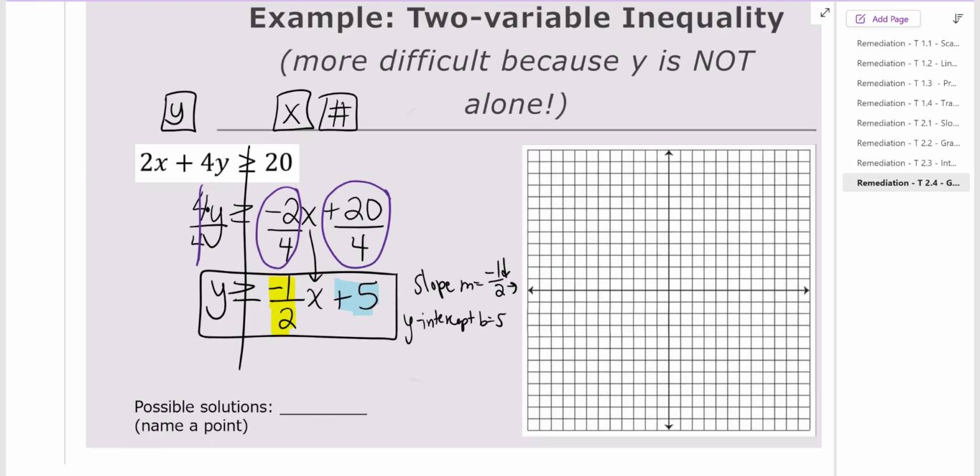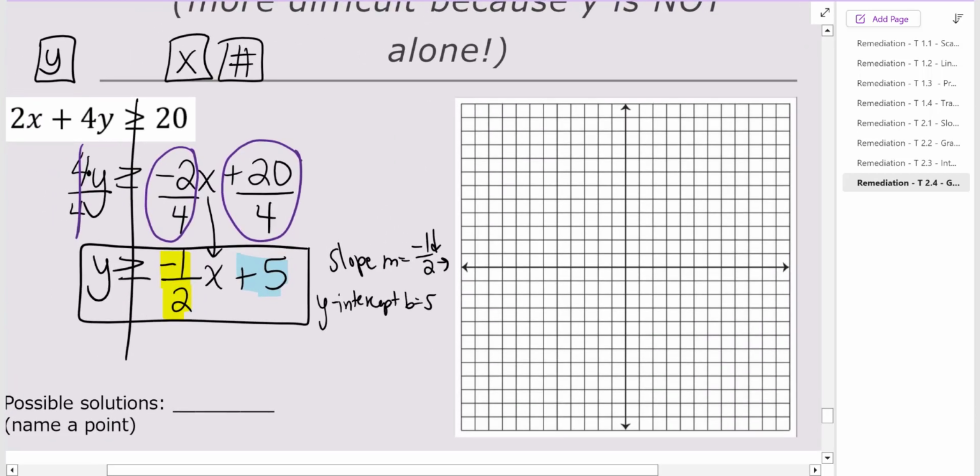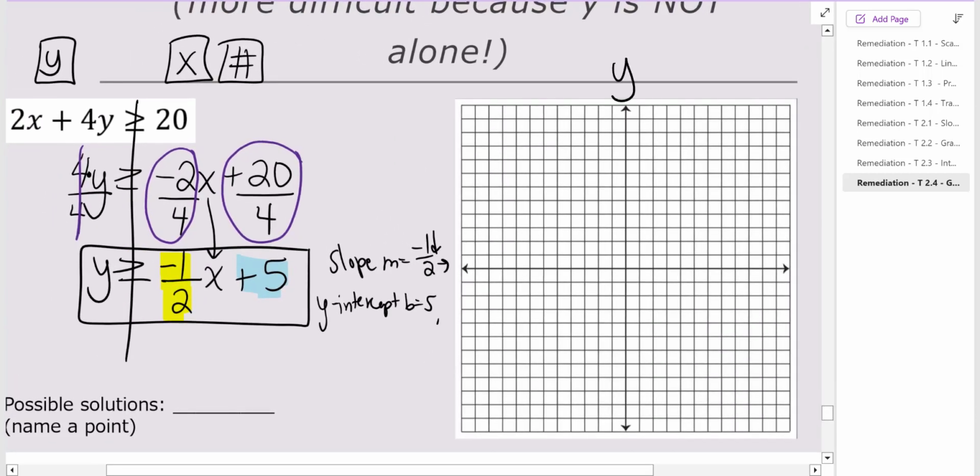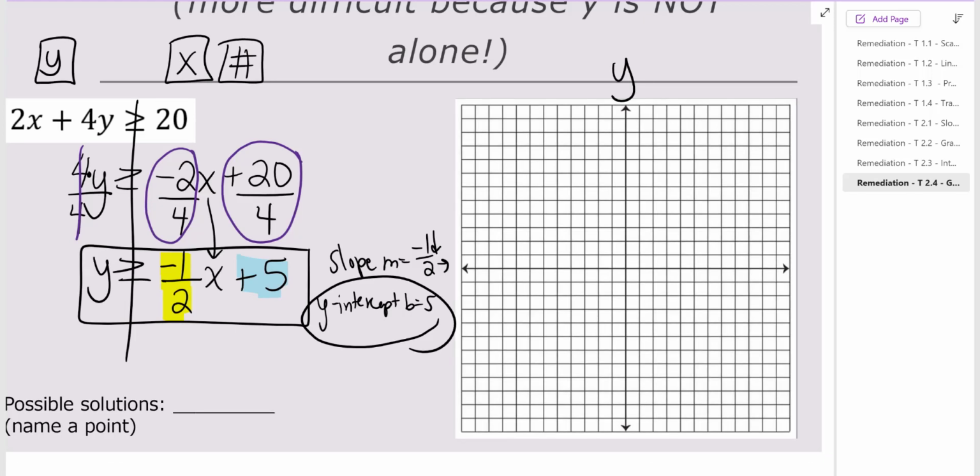Okay, so if we want to graph that, this is y. Our first point is the y-intercept. El primer punto del gráfico es el y-intercept. 1, 2, 3, 4, 5. There's our first point, the y-intercept. And then we can use slope. Después podemos usar slope. It's going to be down 1, right 2. Draw another point. Down 1, right 2. And continue.